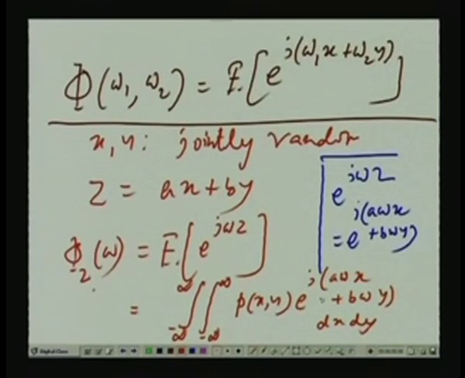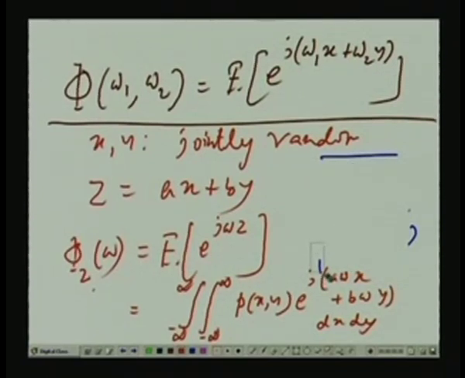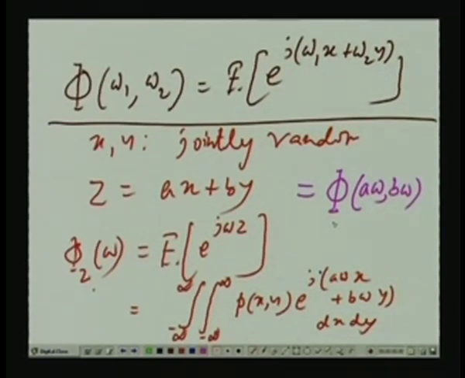Now, if you take a omega and call it omega 1, similarly if you take b omega and call it omega 2, then you see this is nothing but, by definition, the joint characteristic function of x and y at frequency omega 1 given by a omega and frequency omega 2 given by b omega, right. So, phi z omega is nothing but the joint characteristic function, evaluated at a omega, b omega. Okay. This gives rise to an interesting observation. Let us do that.